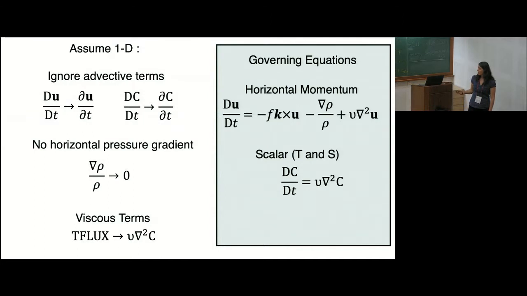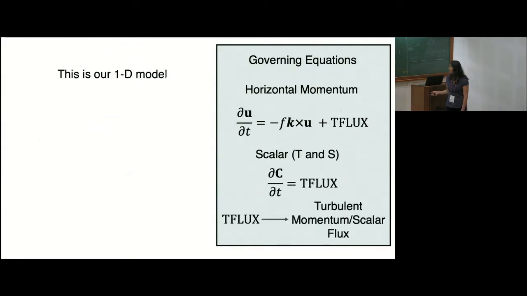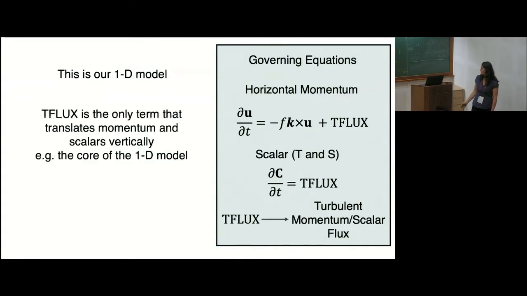We're going to say no horizontal pressure gradient. That term is going to go to 0. And for now, I'm just going to take this complicated mixing term and say it's T flux for now, and we're going to talk more about that later. So our equations become this. This is our 1D model. We still have our Coriolis term, and when these two terms balance, we get waves. This is waves, but we have this turbulent term here, and we also have this scalar form.